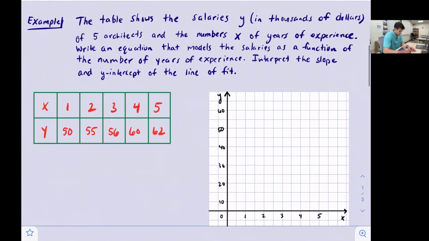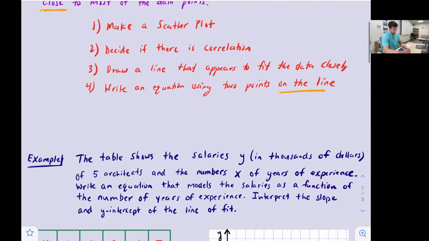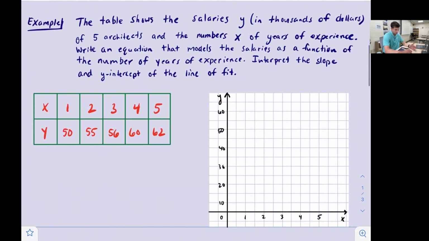So it says the table shows the salaries y in thousands of dollars of 5 architects and the numbers x of years of experience. Write an equation that models the salaries as a function of the number of years of experience. Interpret the slope and y-intercept of the line of fit. So we're going to look at these 4 steps we talked about. First thing, we're going to make a scatter plot. So we're just going to plot our points here, right? (1, 50), (2, 55), and so on.